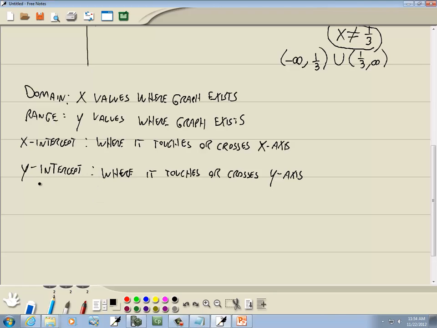Now there's actually another one that I'll go ahead and write up here. I don't think it's till the next lesson, but it's a 0. And this is where it touches or crosses the x-axis. Now usually this is written in the form of x is equal to a number. You don't write it in point form like you do the x-intercept.